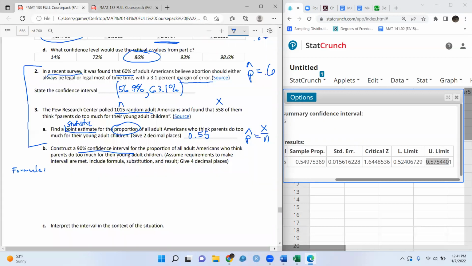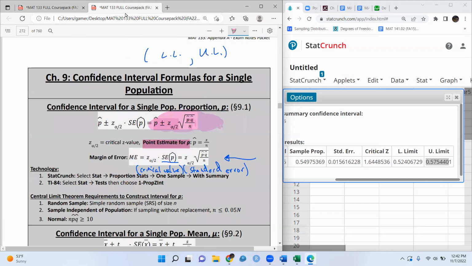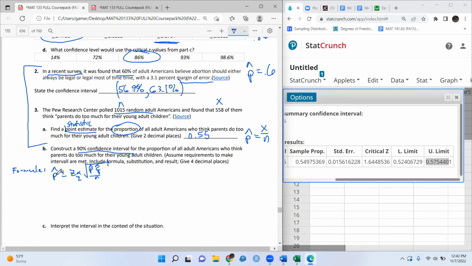I mean, I don't know. Some people can argue that that's worthless. Sometimes I agree. So here's the formula: p hat plus or minus the critical z value times the standard error, so the square root of p hat q hat all over n. That's the formula. The substitution part is then the numbers for each of these things in here.